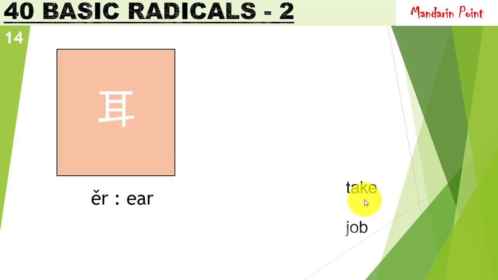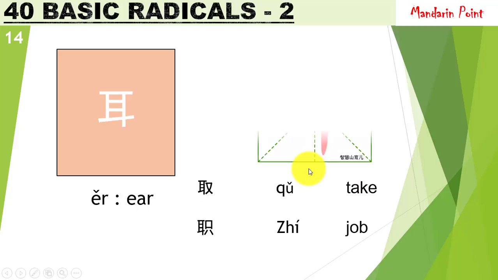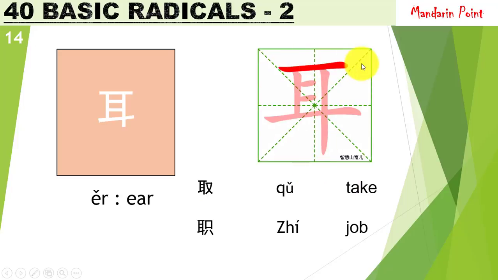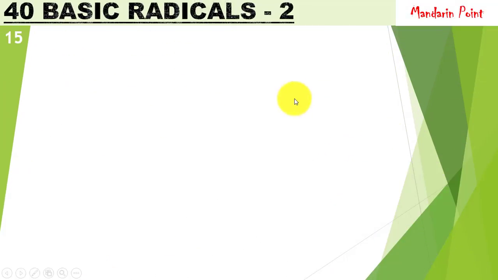For example, here we have chu, meaning to take action. You can see that this radical is placed on the left side, and this one is yao, meaning again and again. So when a person listens again and again, he quickly takes action. And let's derive it from basic simple strokes: horizontal stroke, vertical stroke, vertical stroke, horizontal stroke, horizontal stroke, and horizontal stroke.